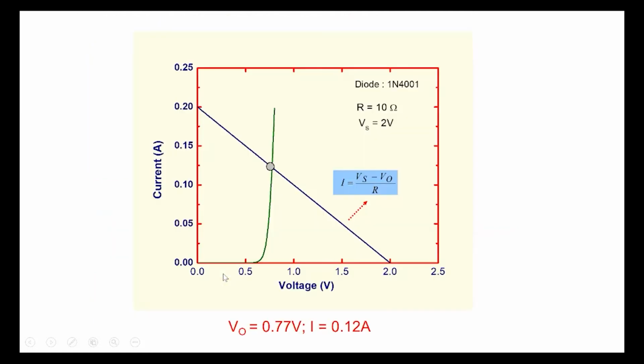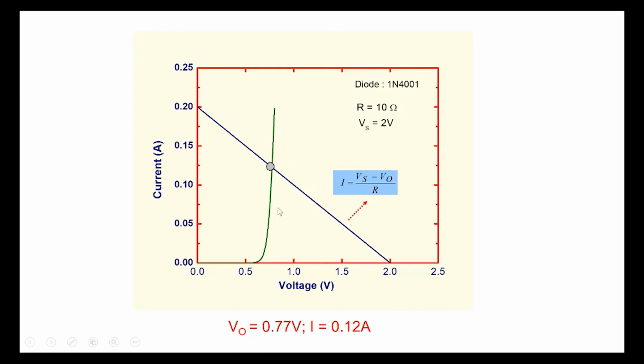Let me illustrate that. So we took a 1N4001 diode here. So this particular diode is there. This is the equation of the diode. And we are solving it for a case where the source voltage is 2 volts, supply voltage is 2 volts, resistor is 10 ohms. So that's the line here. And the intersection is at this particular point. And we get an answer which is 0.77 V and I is 0.12 amperes here.